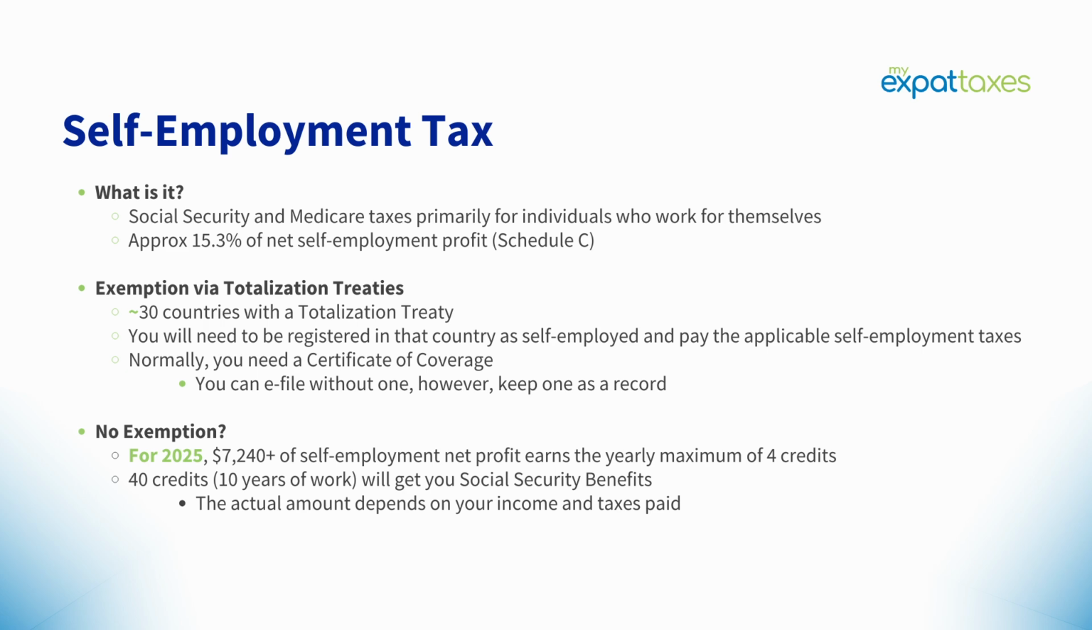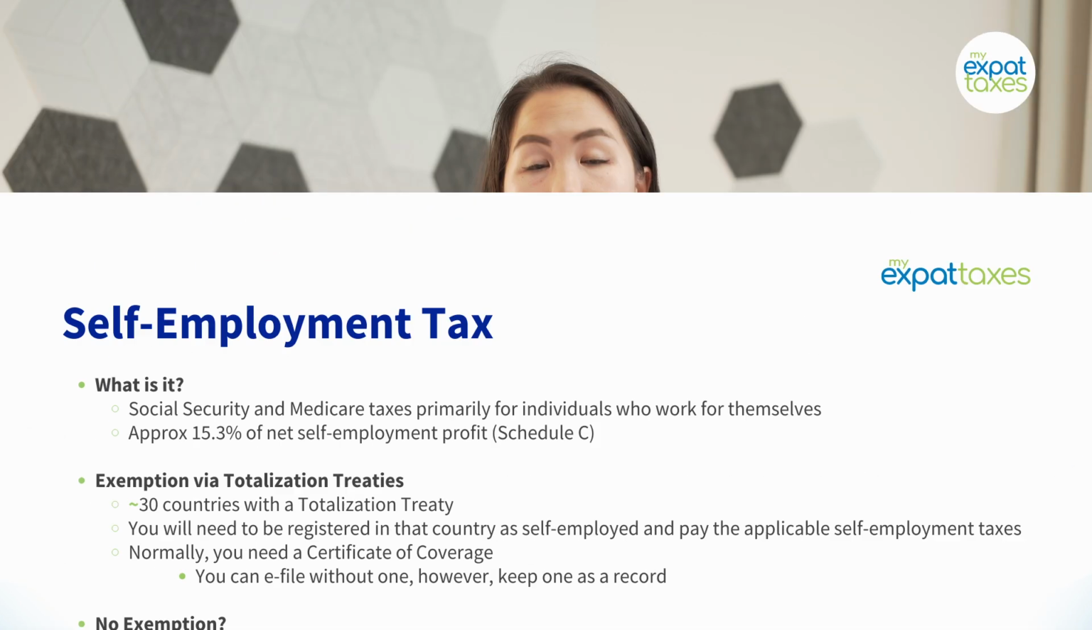And the way you get out of this is through the Totalization Treaty. There are about 30 totalization treaties that exist, and this is a treaty between the US and your local country that says you don't have to pay self-employment tax to both countries. You only have to pay it to one country. And if you don't have a totalization treaty in place, then you're going to have to pay self-employment tax to both countries. It's not necessarily bad, but it's something you have to plan for, because that's a big chunk of income that you lose to taxes, even if you might see it later. Something to plan for.